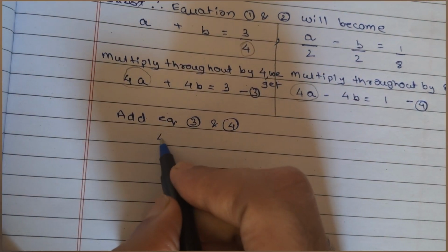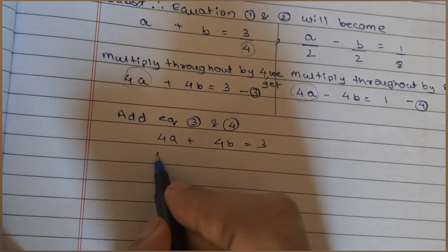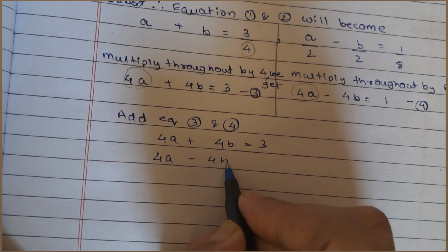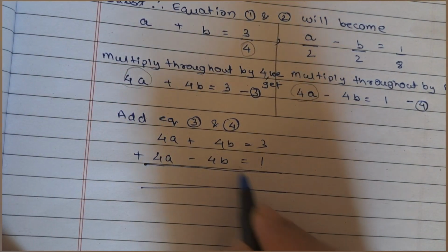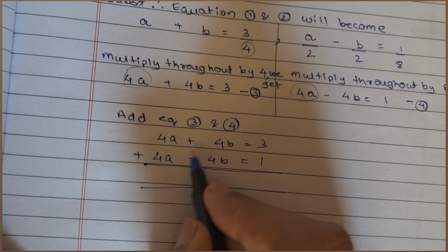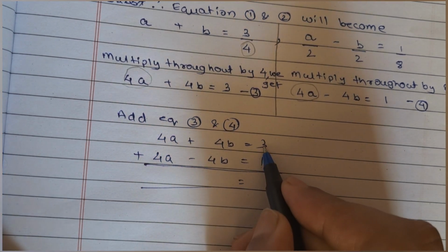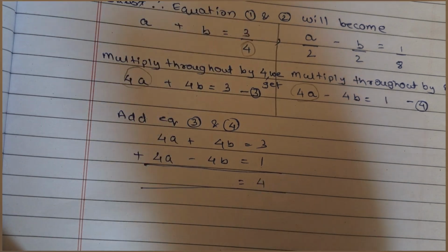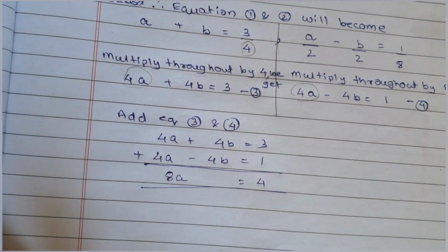So let me just add now. 4A plus 4B is equals to 3. And next one, 4A minus 4B is equals to 1, and I am simply adding them. So as I said before, 4B, 4B, same term, different sign, they will get cancelled. Don't cancel it over here, just cancel it in your mind. This will get added to give you 4. 4A plus 4A, it will become 8A.